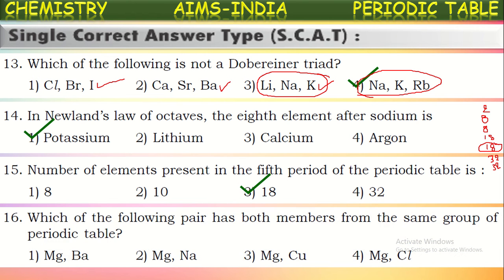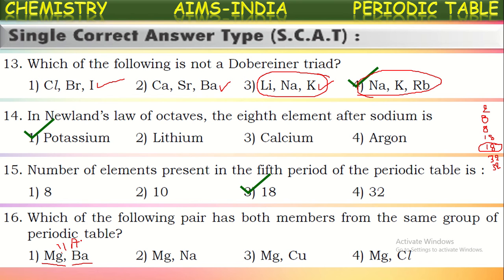Next, which of the following pairs has both members from the same group of the periodic table? Which two elements belong to the same group? If you observe magnesium and barium, we know magnesium belongs to group 2A. In 2A, along with magnesium, the remaining elements are beryllium, calcium, strontium, barium, and radium. So barium also belongs to group 2A. These two elements belong to the same group.